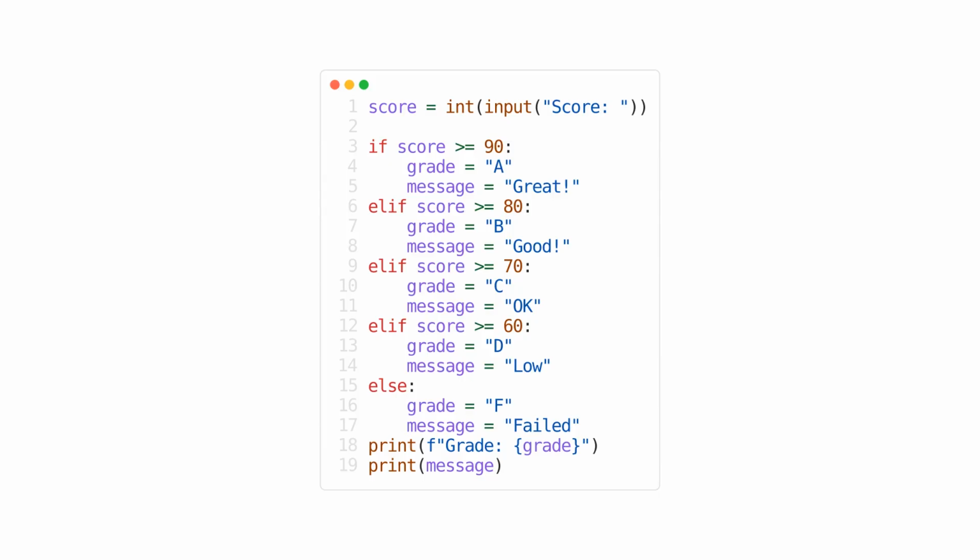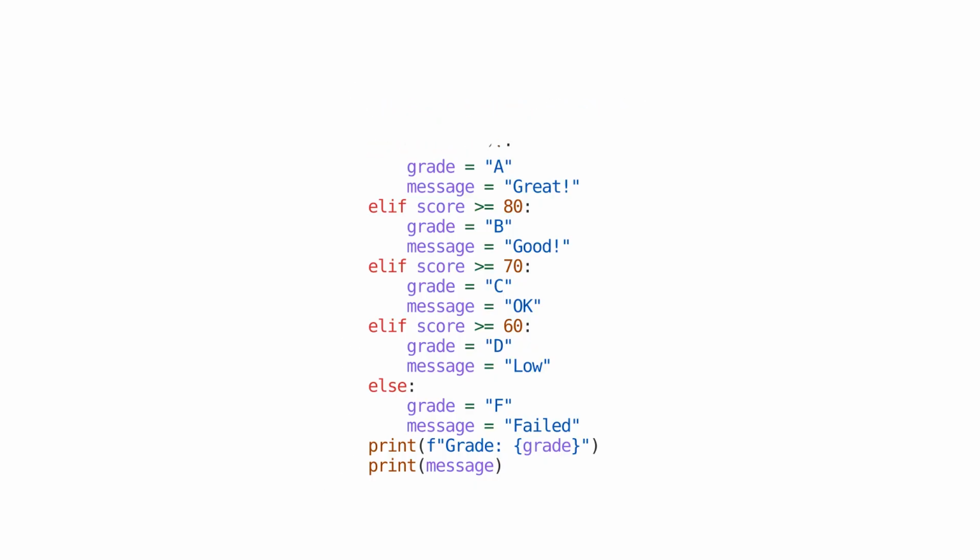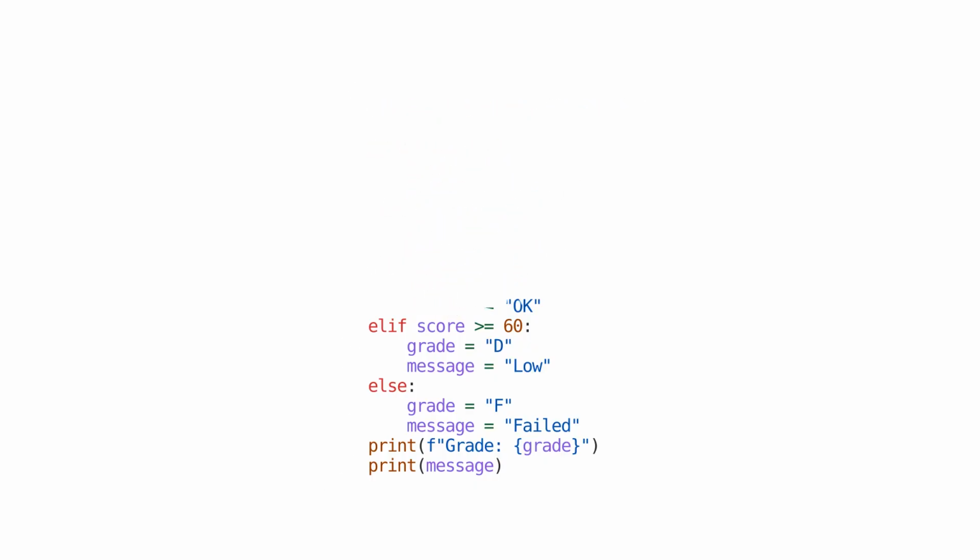First, we get the test score from the user. Then we check, is it 90 or above? If yes, that's an A with excellent work. If not, we check, is it 80 or above? That's a B with good job. We keep checking down the line, 70 for C, 60 for D. And if none of those match, the else catches everything below 60 and gives an F. Finally, we display both the grade and a personalized message.